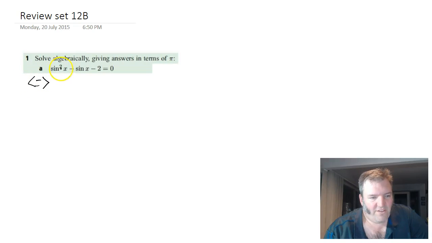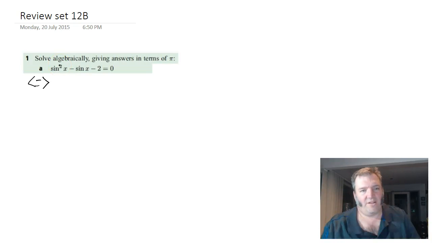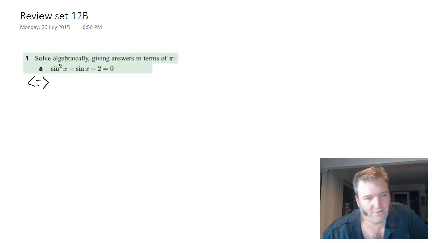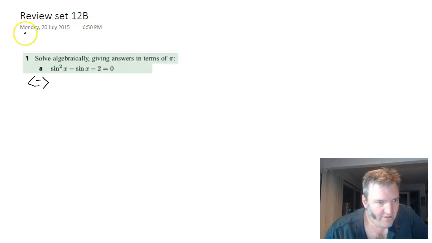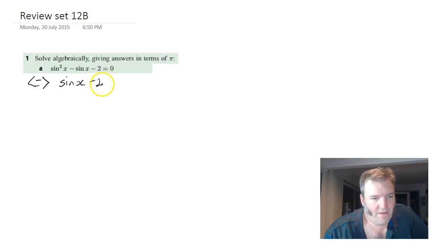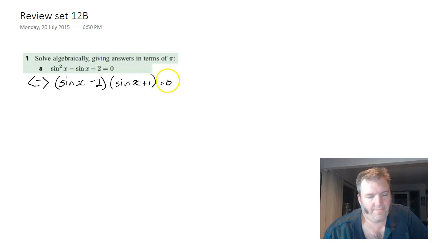So if sine x, the whole of sine x, is my variable, I just need two numbers that multiply to equal -2 and add to equal -1. So we're going to have sine x, obviously -2 is going to be one of those numbers, and +1 would be the other one. So I've got sine x minus 2, sine x plus 1 equals 0.